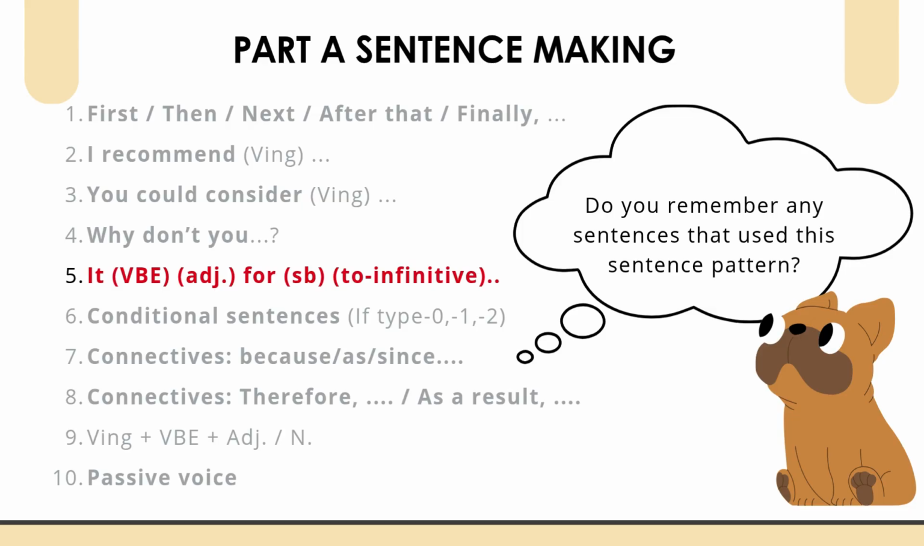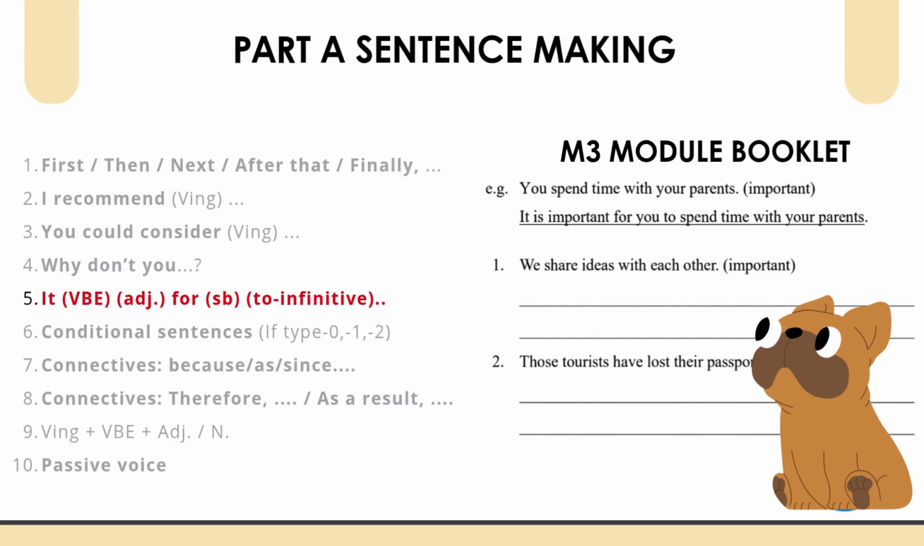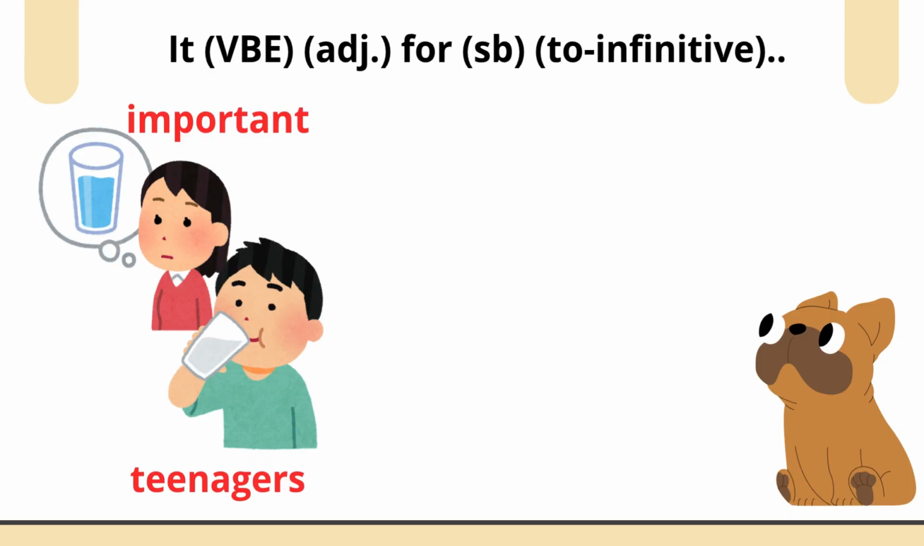Let's take a look at sentence pattern number 5. It, verb, adjective, for somebody to infinitive. Do you remember any sentences that we have learned which used this sentence pattern? Right, you might recall this sentence pattern from the Module 3 booklet, which is a chapter about addiction. Instead of having the subject as the beginning of the sentence, we're trying to use this sentence pattern to express our opinion and feelings. Let's take a look at an example.